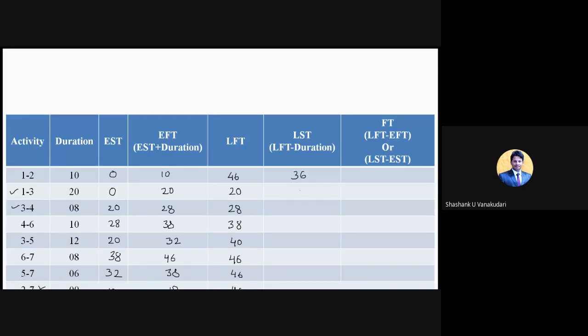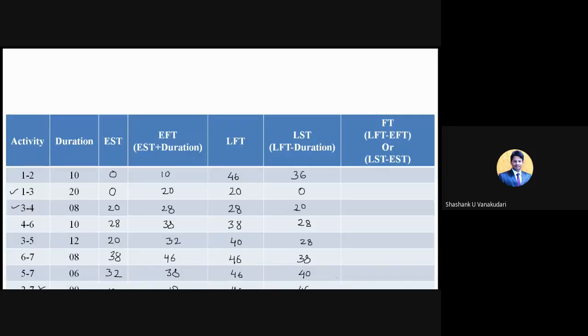Then 20 minus 20, it's 0. Just cross check whether I'm doing it right or wrong. And then 28 minus 8, it is 20. 38 minus 10, 28. Then 40 minus 12, it's 28, and then 46 minus 8, it's 38, and then 46 minus 6, it is 40, and then 46 minus 0, it is 46.